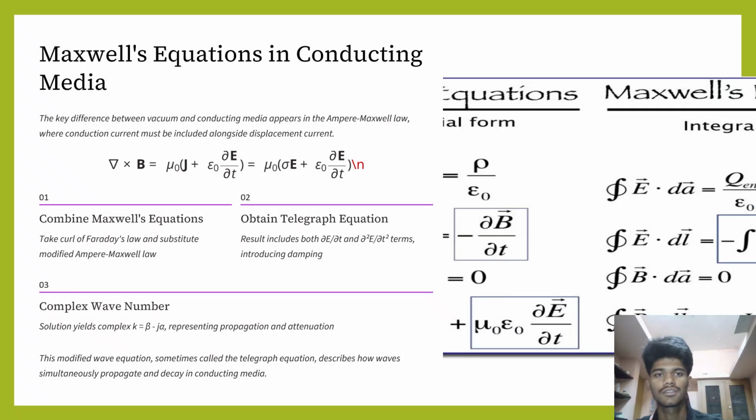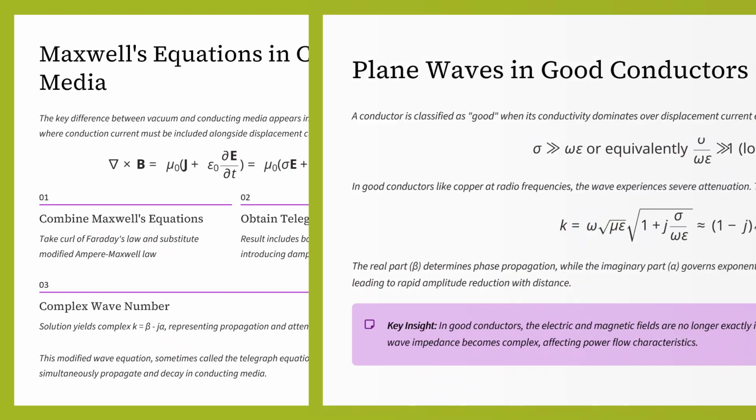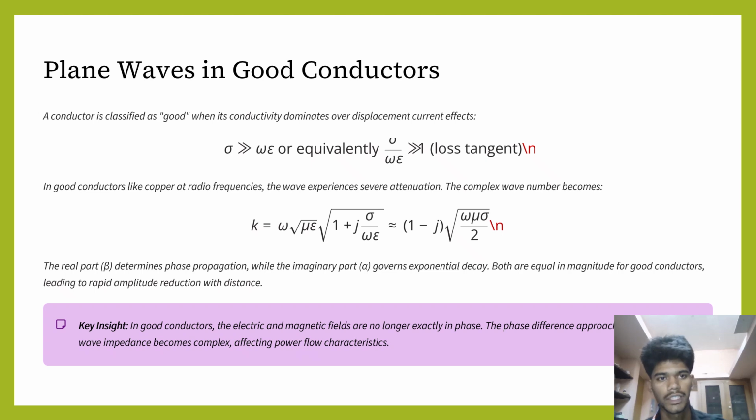Maxwell equations in conducting media. The key difference between vacuum and conducting media appears in the Ampere-Maxwell law, where conduction current must be included alongside displacement current. First one is the combined Maxwell equation, second one is the obtained telegraph equation, and the third one is the complex wave number. Plane waves in good conductors.